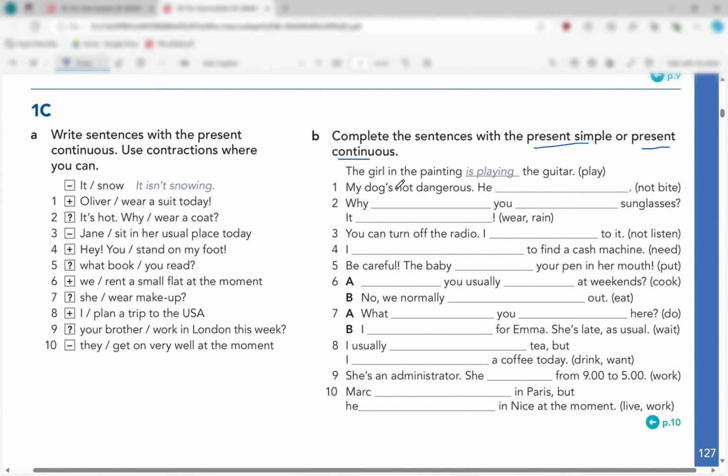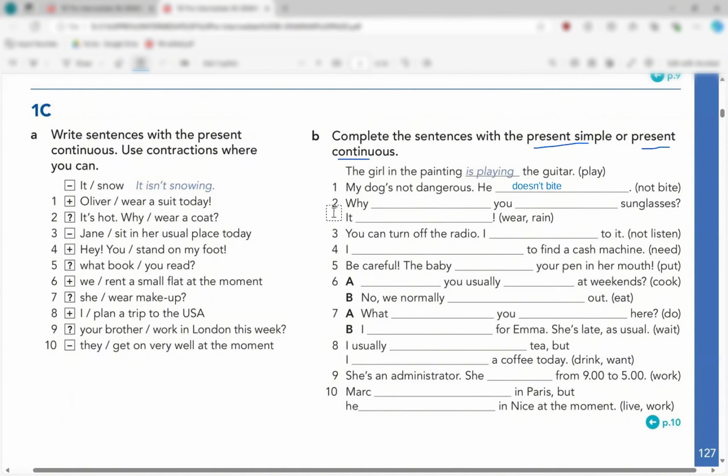Number one, my dog's not dangerous. Look, my dog is not dangerous. I'm just describing my dog, general habit. Yeah. So because I'm talking about the habit of my dog, I say what? He, present simple, obviously. He doesn't bite. He doesn't bite. So why am I using doesn't? Because he, she, it, we use does or doesn't, guys.